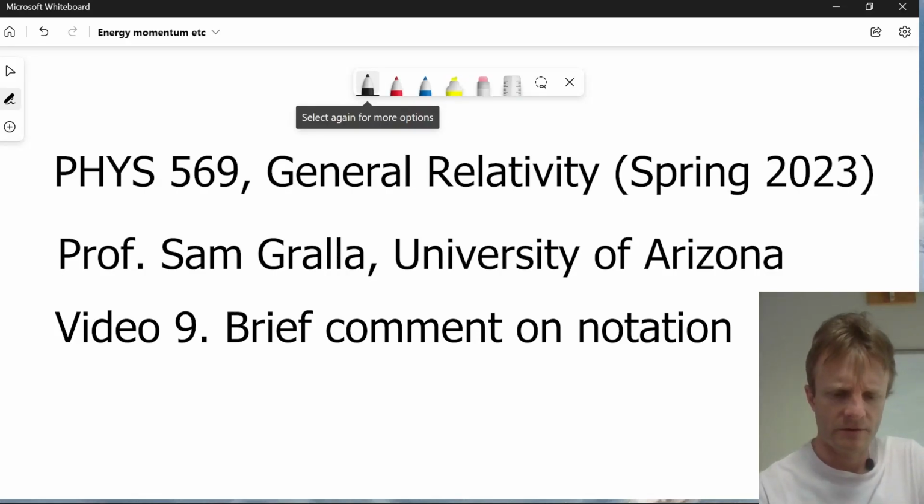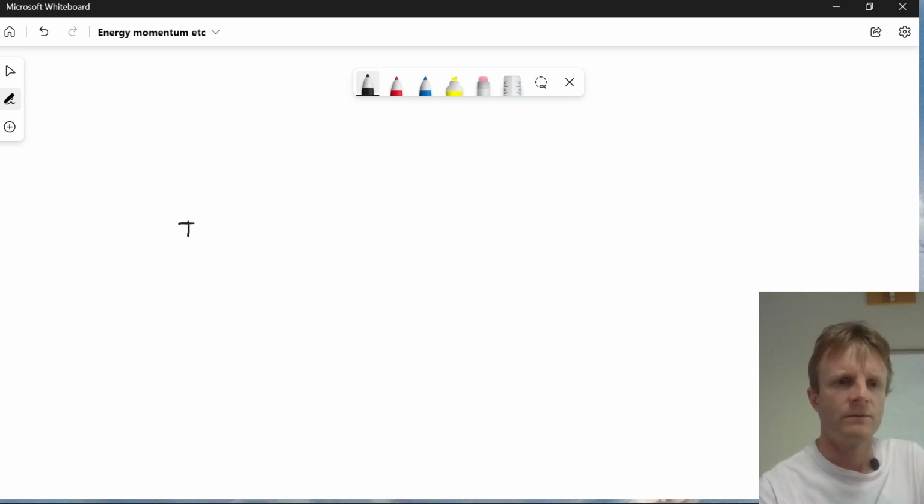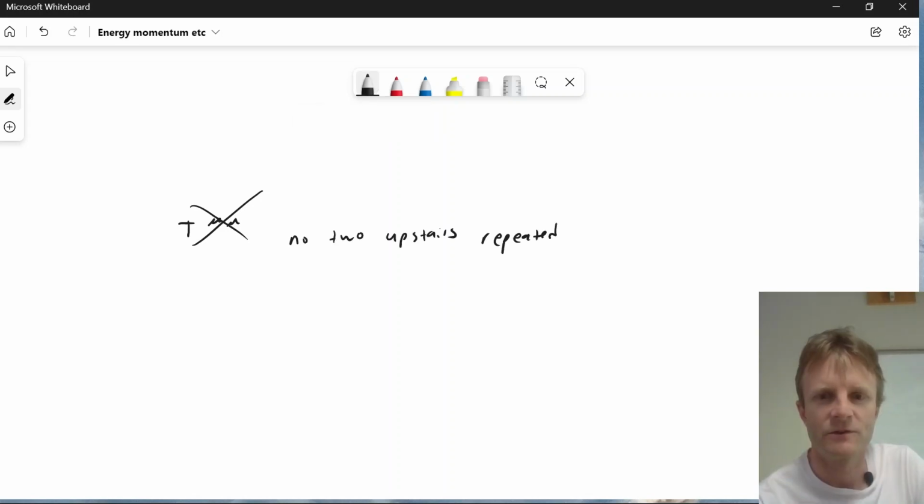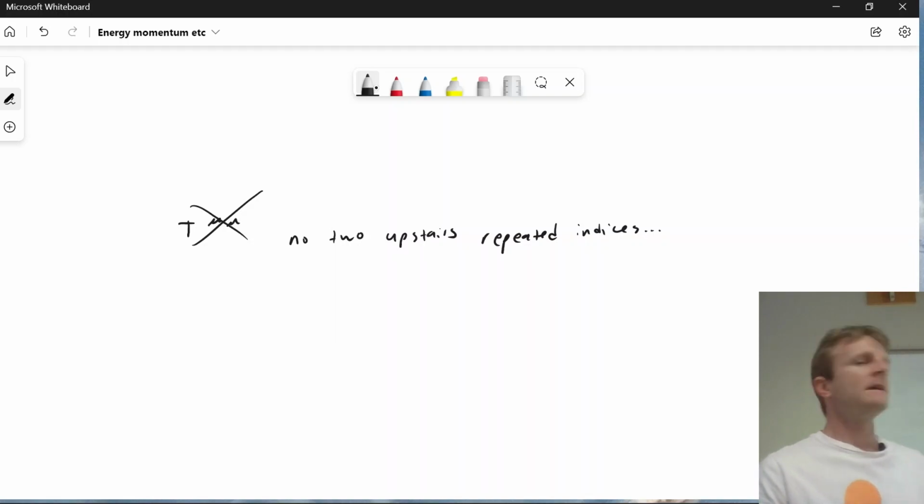Since it came up in office hours, I wanted to make a comment about manipulating tensors. So we have a set of rules, like, this is not okay, right? You can't have two upstairs indices. There's no two upstairs repeated indices. Free indices have to line up. And people ask, well, why can't we define a tensor this way?